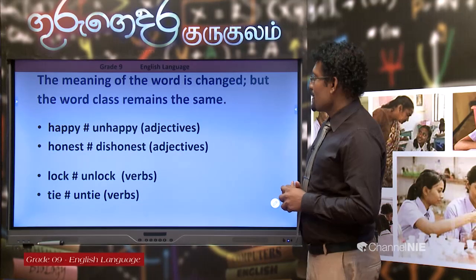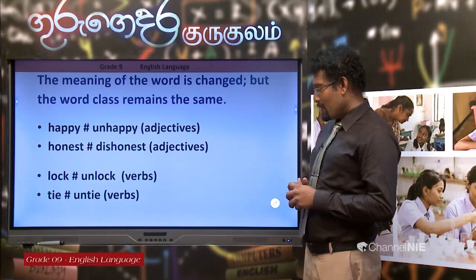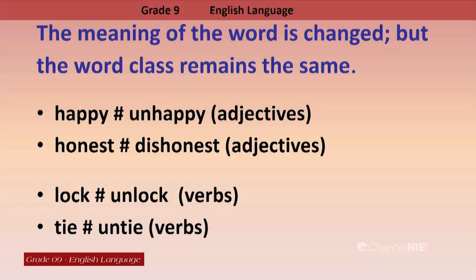Right. Sometimes the meaning of the word is changed when we add prefixes or suffixes, but the word class remains the same. The meaning of the word is changed, but the word class remains the same. Happy, unhappy, both are adjectives. Even if you add the "un" prefix at the beginning of the base word happy, that is also an adjective. Happy, unhappy.